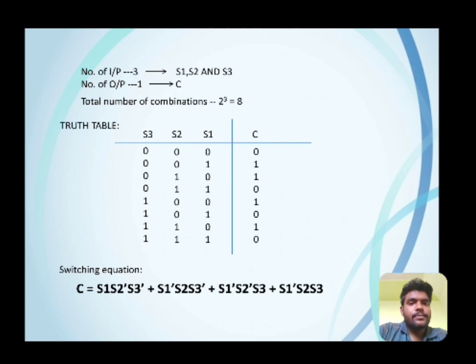C is equal to, as we know in SOP form, a variable bar is a 0 and a variable is a 1. So C is equal to S1 S2 bar S3 bar plus S1 bar S2 S3 bar plus S1 bar S2 bar S3 plus S1 bar S2 S3. This is the switching equation for that output.